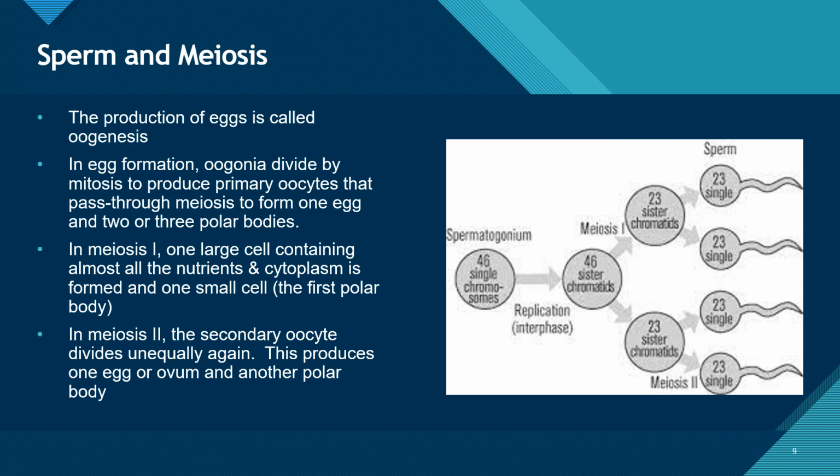We have something with more detail on sperm and meiosis. So I'll just give you a quick overview of what is actually happening here. So in meiosis one, one large cell containing almost all the nutrients and cytoplasm is formed by one small cell. So that's what we call the first polar body. Then in meiosis two, the secondary oocyte, which is the egg, when it's soon broken down, divides unequally again, and this produces one egg or an ovum and another polar body. So you can see that sort of happening in the diagram here. This is not super important, it's just to give you an idea of how sperm interacts with meiosis.